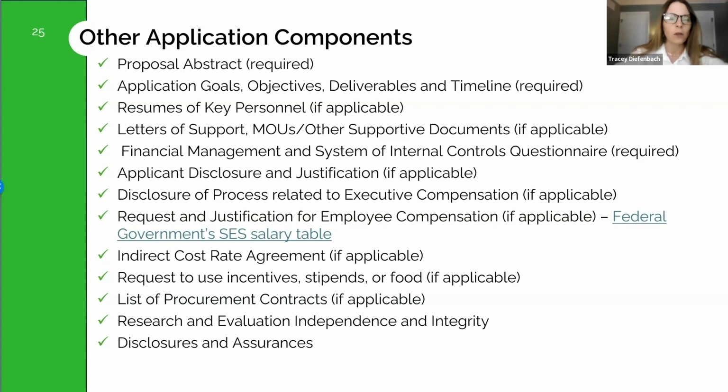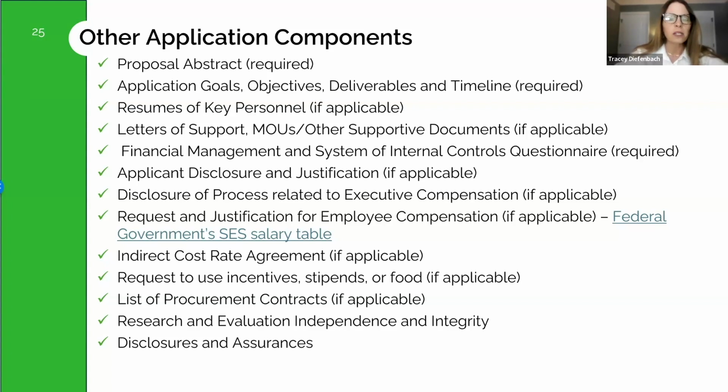Responses within this questionnaire also determine if the disclosure of process related to executive compensation will be required. If an applicant is requesting employee compensation, which includes salary plus cash bonuses, at a rate that exceeds 110% of the annual maximum salary payable to a member of the federal government's senior executive service, a waiver request and justification for this employee compensation must be submitted with the application. I've included a link to the salary table that is referred to here on this slide.